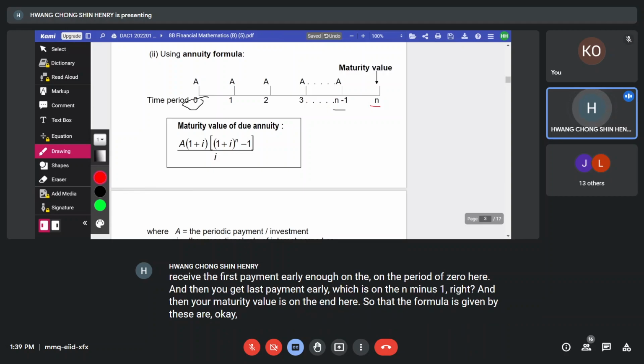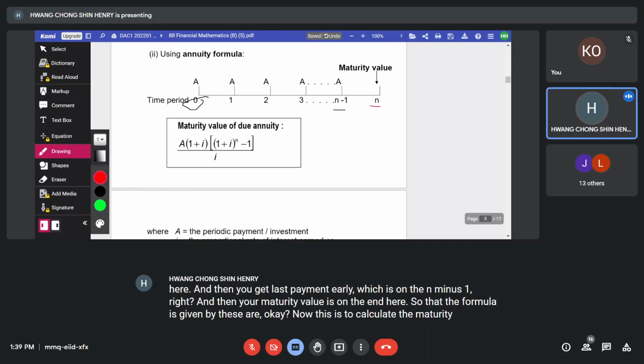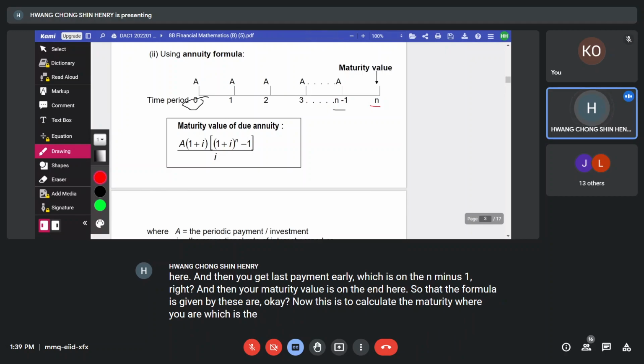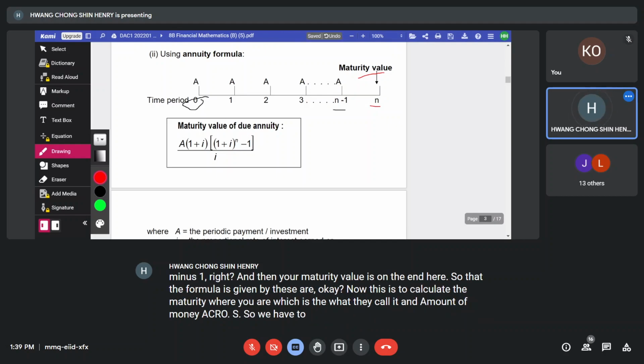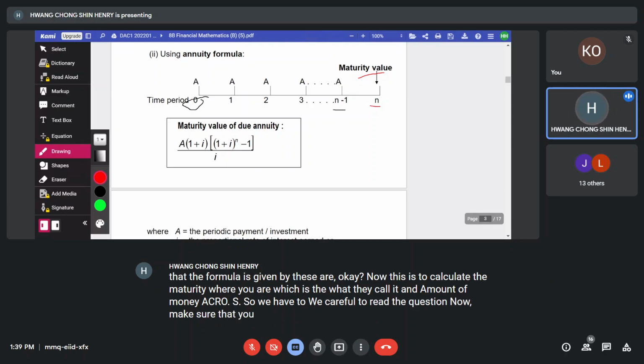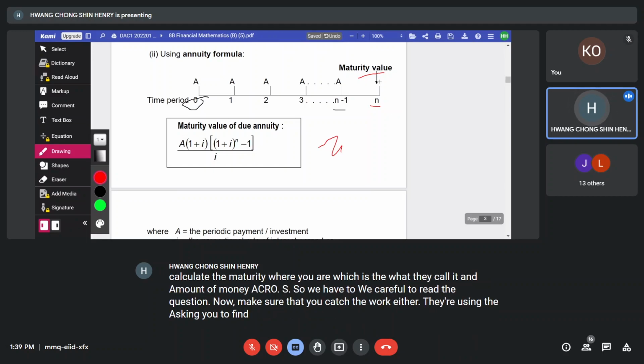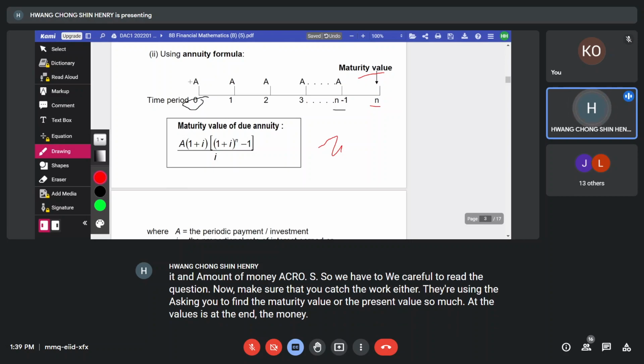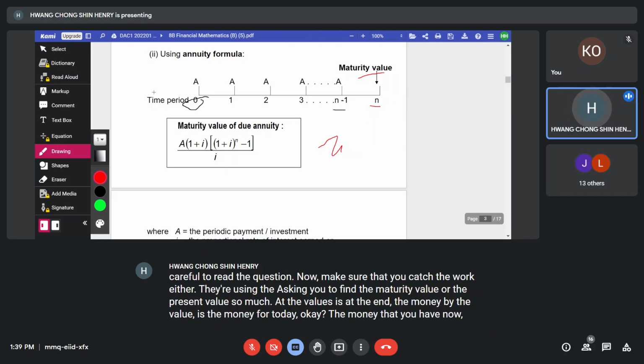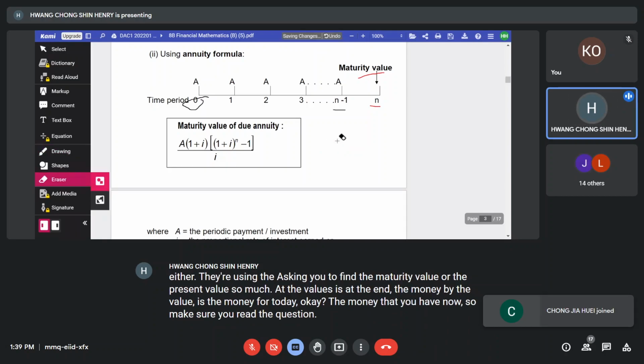Now this is to calculate the maturity value, which is the end amount of money, the accrued amount. So we have to be careful to read the question. Make sure that you catch the word, whether they are asking you to find the maturity value or the present value. Maturity value is at the end, the total amount of money. Present value is the money for today, the money that you have now. So make sure you read the question and catch the word.